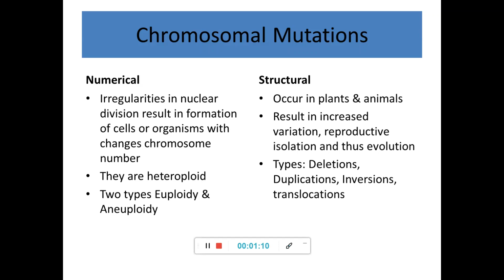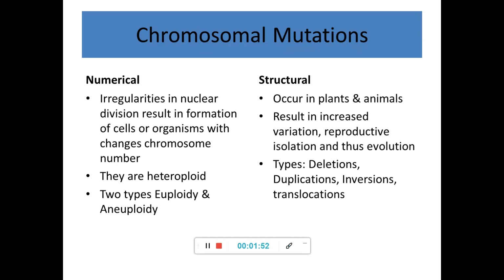So based upon this, the chromosomal mutations are mainly divided into two types: the numerical mutations as well as the structural mutations. The numerical mutations mainly include changes in the number of chromosomes within a microbe or a eukaryote or any other form. This mainly occurs due to irregularities in nuclear division, and as a result, the cells of the organisms will have a changed chromosome number and will be found to be heteroploid. That is, they have a different chromosome number.